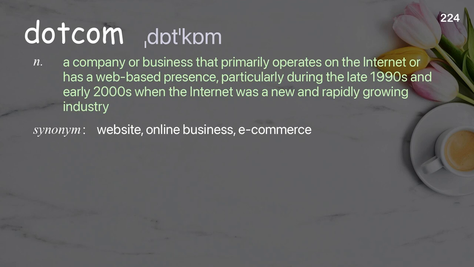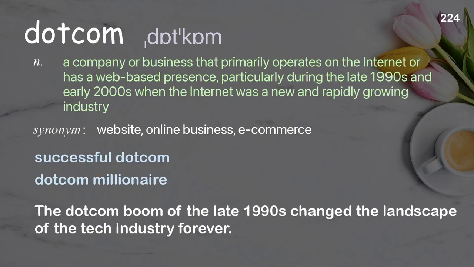.com. A company or business that primarily operates on the internet or has a web-based presence, particularly during the late 1990s and early 2000s when the internet was a new and rapidly growing industry. Examples: successful.com, dot-com millionaire. The dot-com boom of the late 1990s changed the landscape of the tech industry forever.